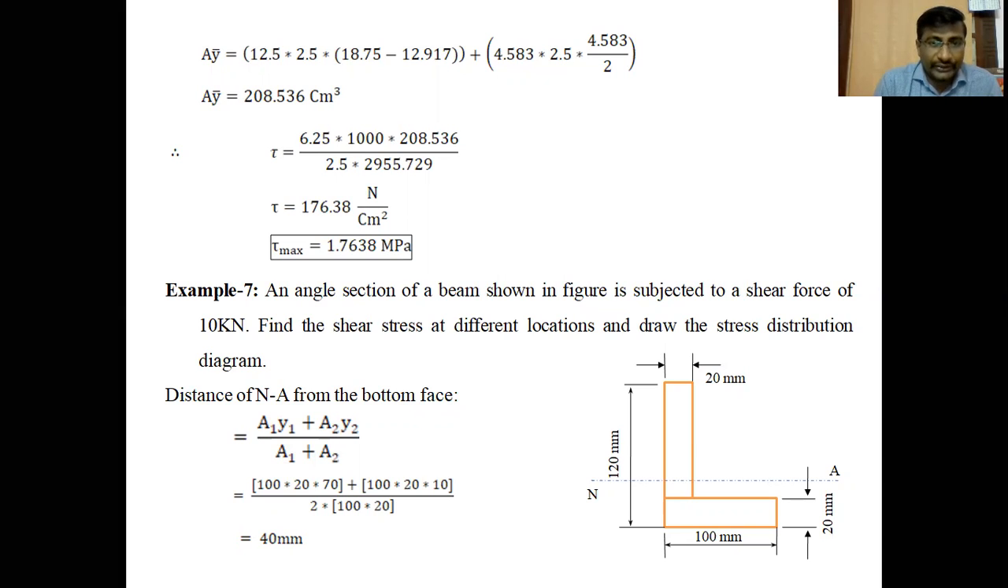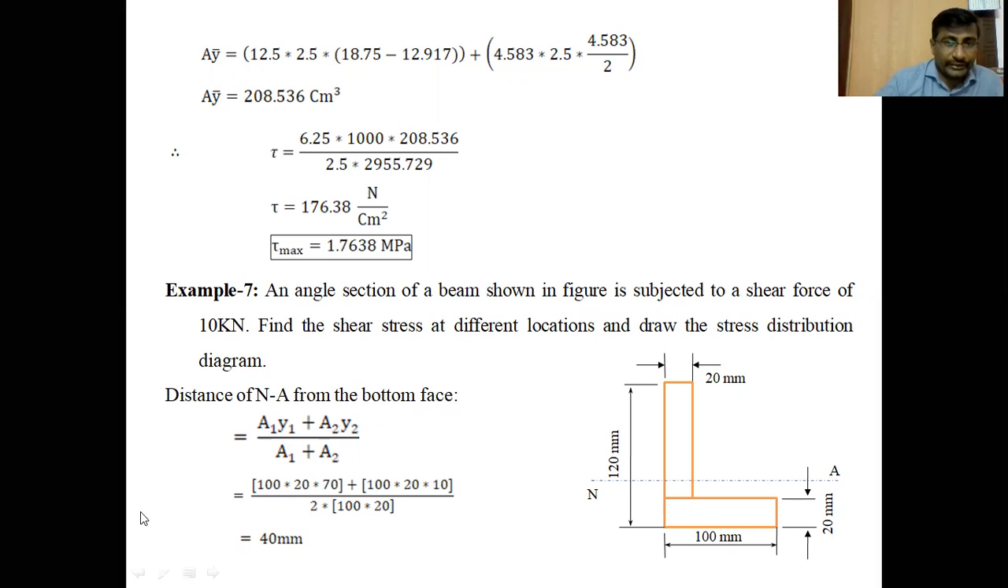So an angle section of a beam shown in the figure is subjected to a shear force of 10 kilonewtons. What is the shear force here? 10 kilonewtons. The F value is already given in the problem itself. Find the shear stress at different locations and draw the stress distribution diagram.